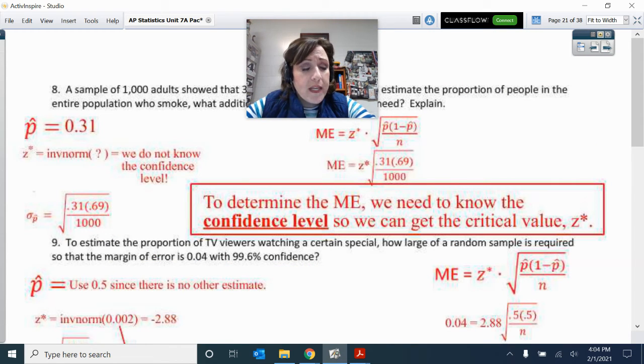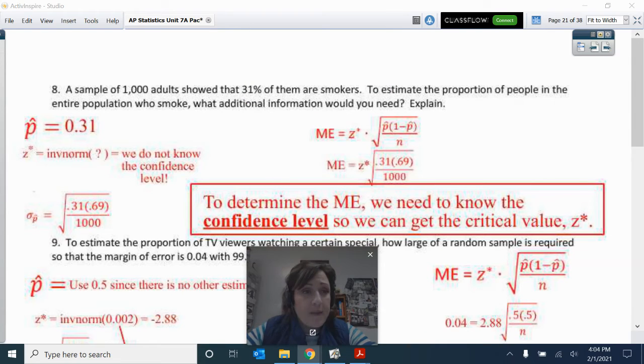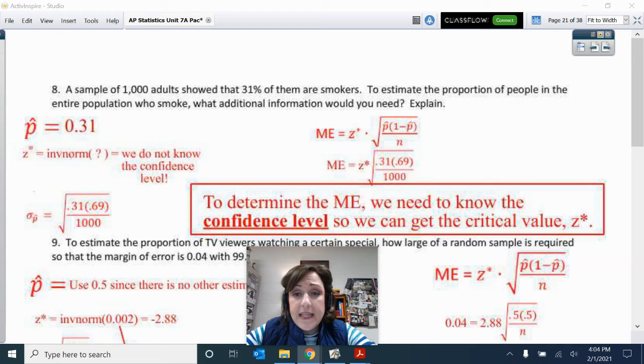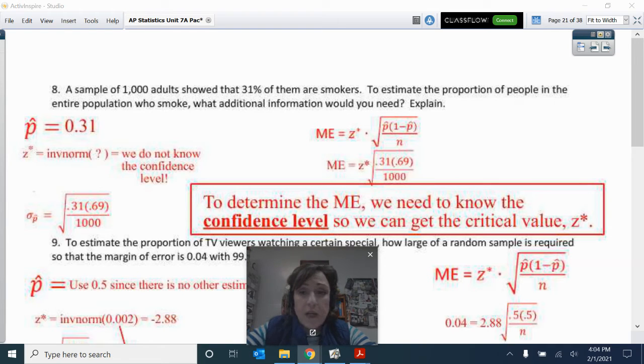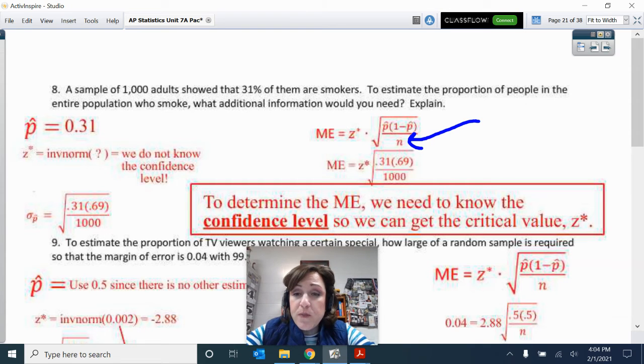Number 8. So here we are doing this. They are actually just having us do this problem and leading us through this and asking us, what do we not know, or what information do we not have to be able to do this? Let's see. A sample of 1,000 adults. So I have my n. Showed that 31% of them are smokers. So then that gives me all of this.